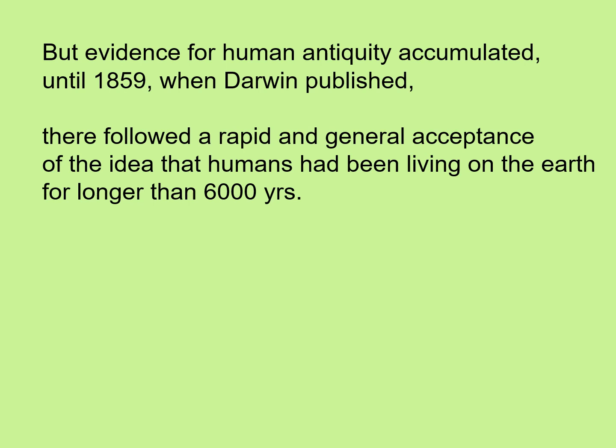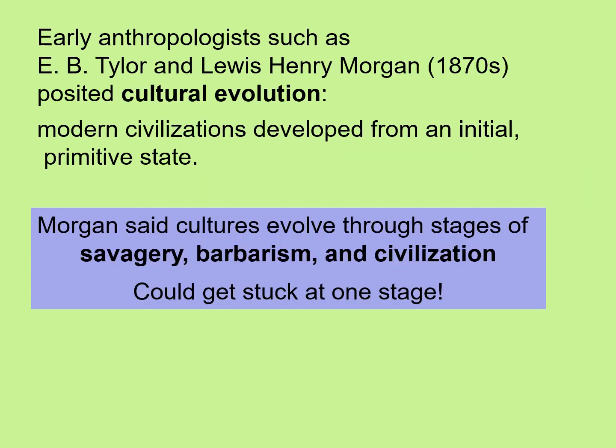But evidence for human antiquity accumulated until 1859, when Darwin published On the Theory of Natural Selection. There followed a rapid and general acceptance of the idea that humans had been living on the Earth for longer than 6,000 years. Early anthropologists such as E.B. Tylor and Lewis Henry Morgan in the 1870s posited cultural evolution, stating that modern civilization developed from an initial primitive state, and Morgan laid out the stages as savagery, barbarism, and civilization. He thought that people or a society could get stuck at one stage.